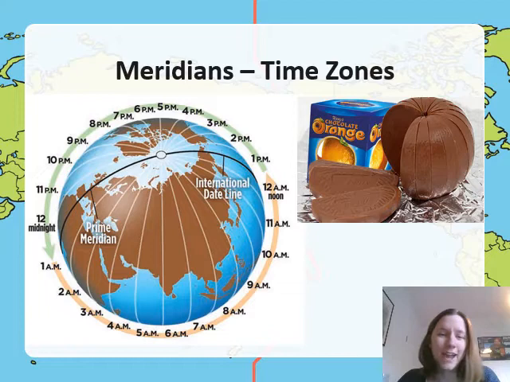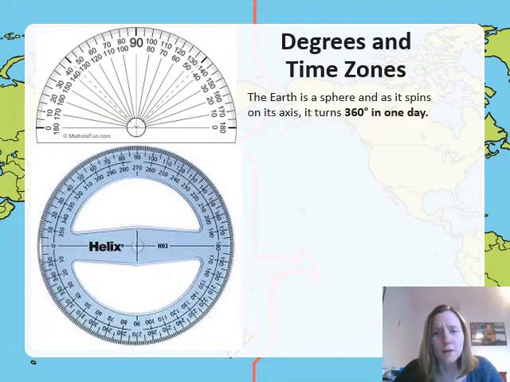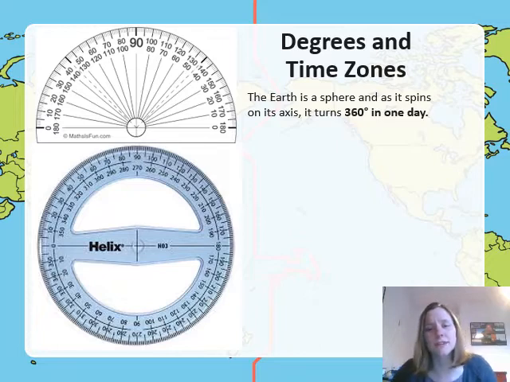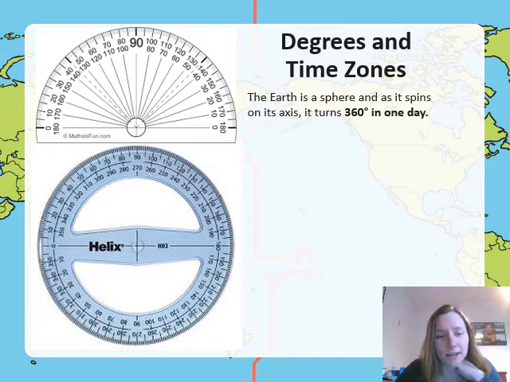That's right, they used the hours in the day to split the globe into sections. And I'm going to show you how. There are 360 degrees. When the Earth is spinning on its axis, it turns 360 degrees in one day. And you will have seen that on things like these protractors. Okay, so the half protractor that goes up to 180 for going in a semicircle, and the full protractor that goes all the way around 360 degrees and back to 0.